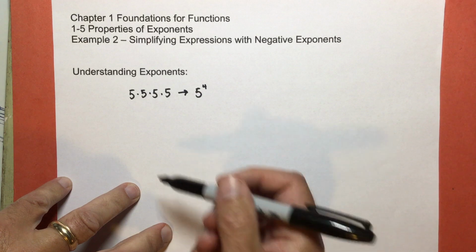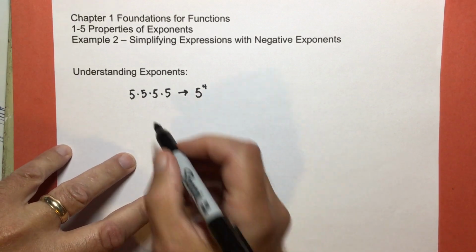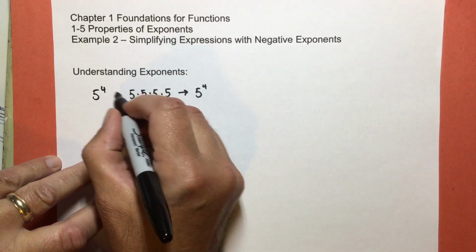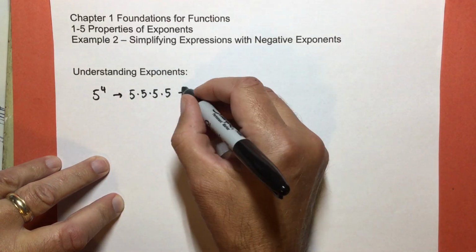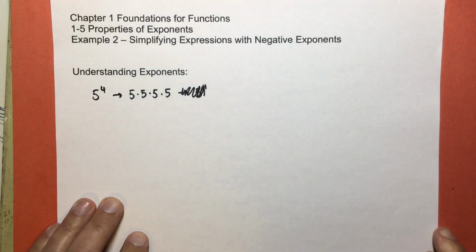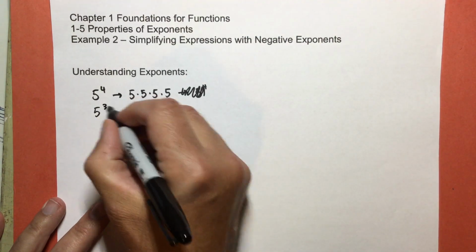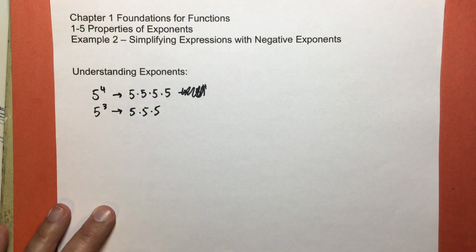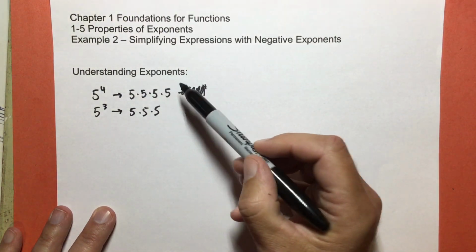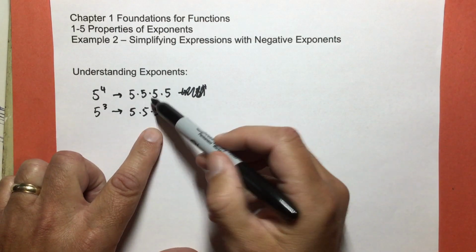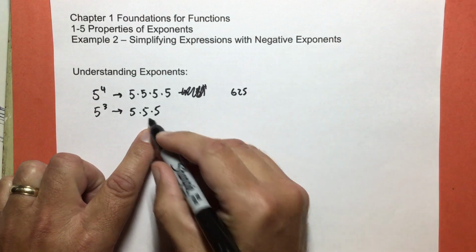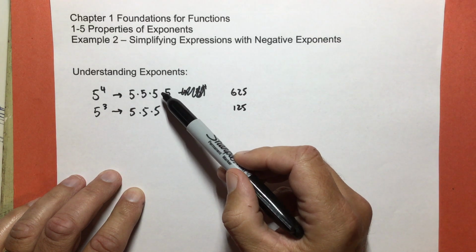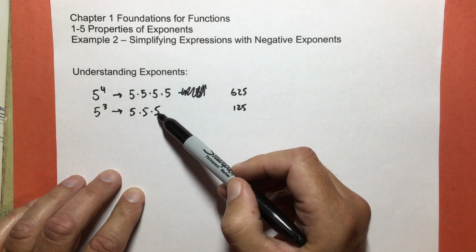I'm going to show a pattern here, and I want you to see what's going to happen. Actually, I should have written it this way. I'm going to rewrite this. 5 to the fourth power is the same as 5 times 5 times 5 times 5. What does 5 to the third power mean? That's 5 times 5 times 5. By the way, I said some people say it's 20. It's not. It's actually 625. This is 125.